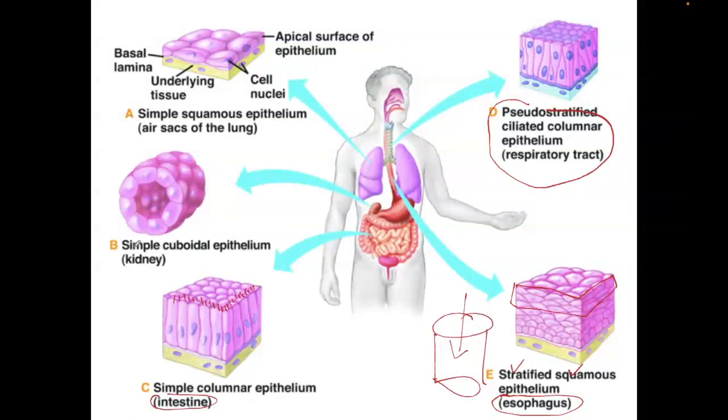Simple cuboidal, well, these are one cell layer thick. Here's the lumen. This is where everything's going to travel through. So it's only one cell. They're cube shaped, simple cuboidal. Kidneys. Remember, we have the proximal convoluted tubules and the distal convoluted tubules, so kidney. And then simple squamous, look how thin this is. We say it's perfect for the diffusion of oxygen and CO2 to go in and out. So the air sacs of the lungs, really important.